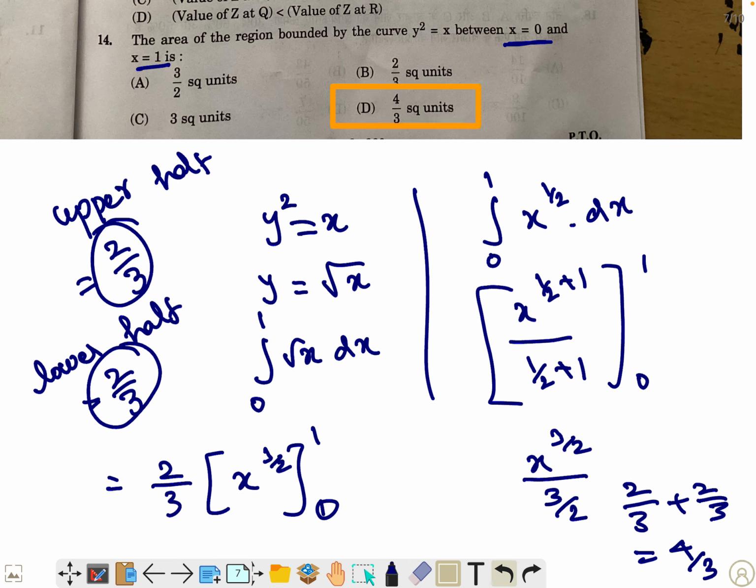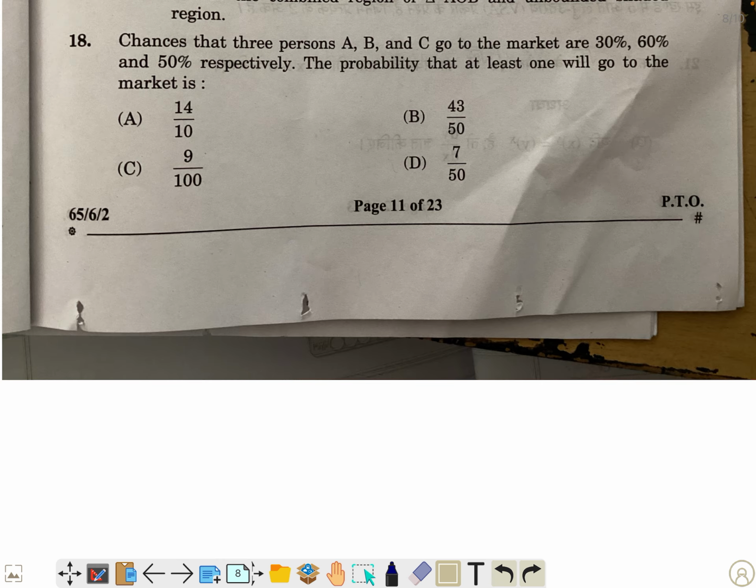Since the region is symmetric about the x-axis, we compute the area for the upper half first and then the lower half next. The upper half area is 2/3 square units and the lower half area is 2/3 square units again. So we need to add upper half plus lower half, and we will get 4/3. Next question.